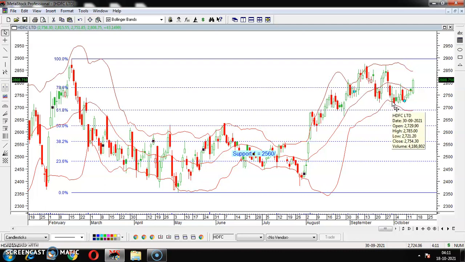As far as the double bottom formation is concerned, the first bottom should touch the lower band, and the second bottom shouldn't touch. Then it went up from here, then it came down from here, this is another top, and then it went up again. So this is called a W bottom formation. Here is a complete W bottom formation, and the rally has already started.